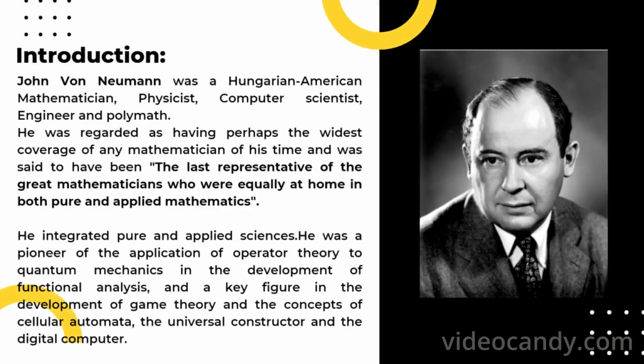Before getting into the architecture itself, let's know a bit about John von Neumann himself. He was an American-Hungarian mathematician, physicist, computer scientist, engineer and polymath.